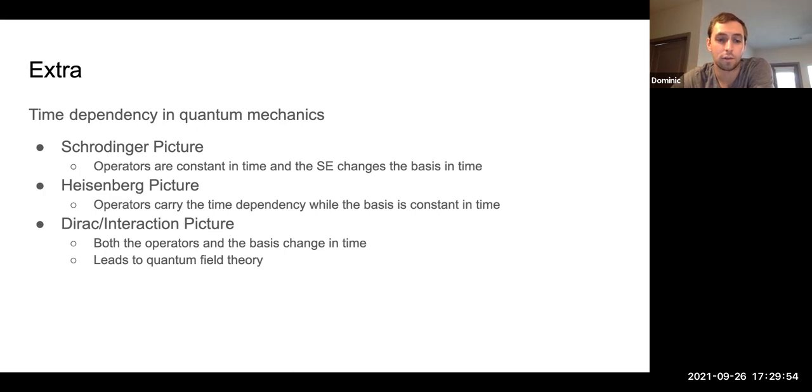And then the last one is the Dirac, or interaction, picture. In that, both the operators and the states change in time. So your Hamiltonian and your wave function will both have time dependencies in them. I guess that leads towards quantum field theory, which I think is way beyond this, and I got lost there, so I'm not going to try to talk about that.